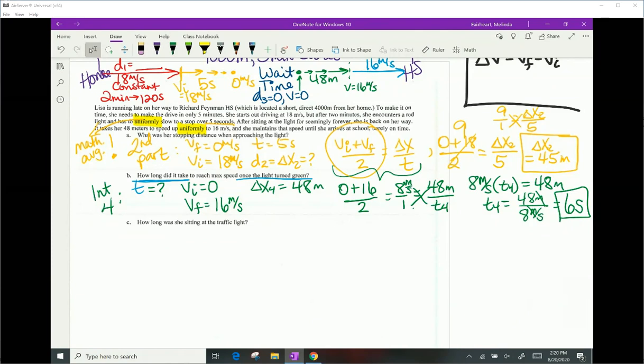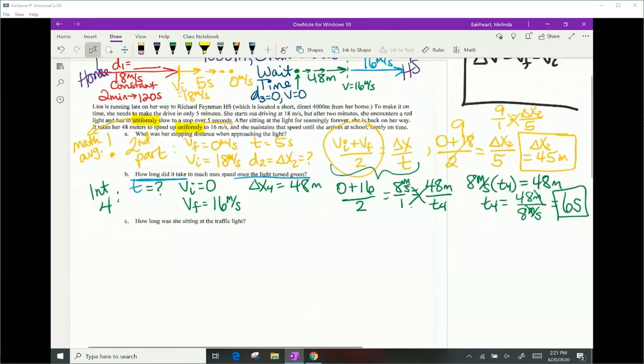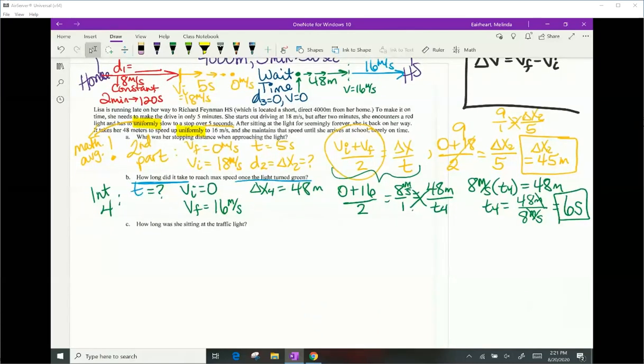In the springtime, maybe we'll start practicing paragraph responses, writing out responses for the AP exam. One of the free response questions will be a multi-step thought or calculation. And so we've got to be ready for those. And so how long was she sitting at the light? Well, sitting at the light, I had that as dark blue.